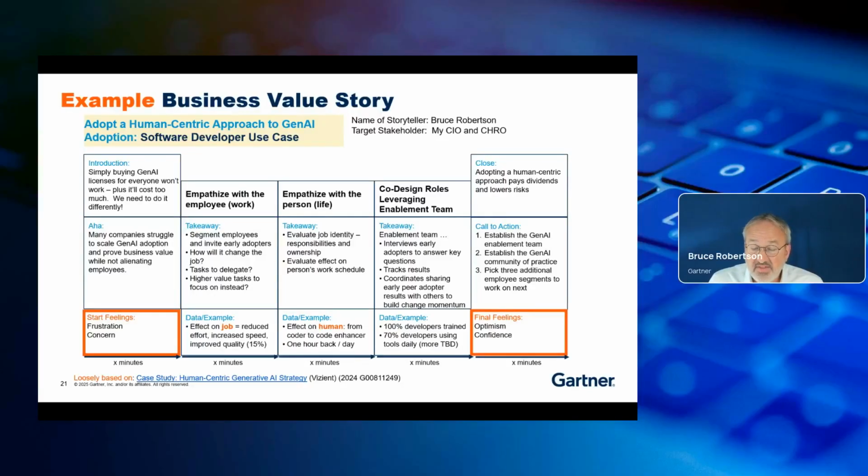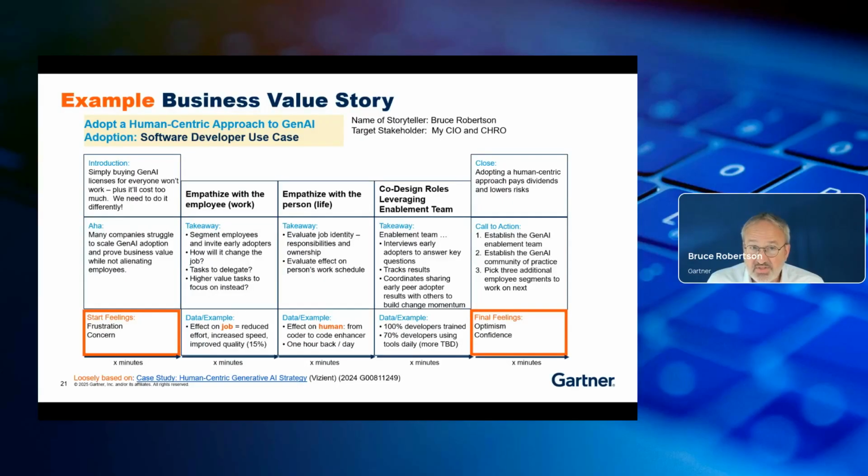And then you can see the effect on the human would be, say, 1 hour back a day, which is a nice, good thing for SAM. And we want to make sure SAM is happy because otherwise SAM might choose not to work here anymore. And then on the co-designing, yes, we need to get our enablement team to do this interviewing work.